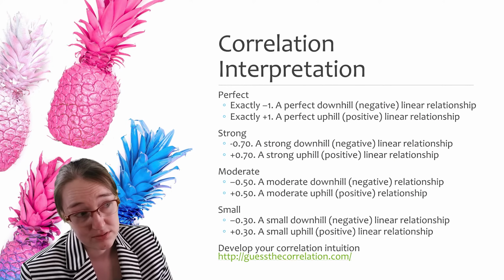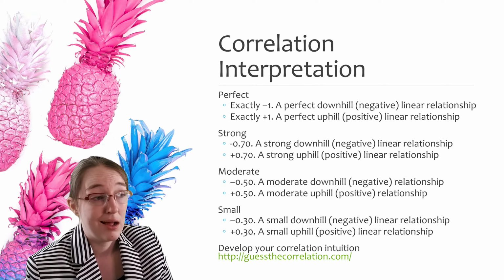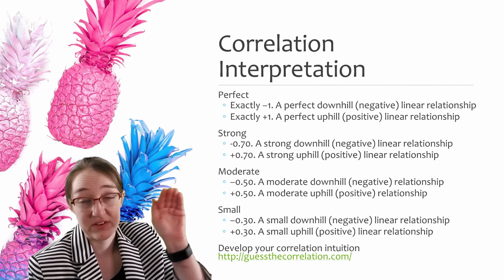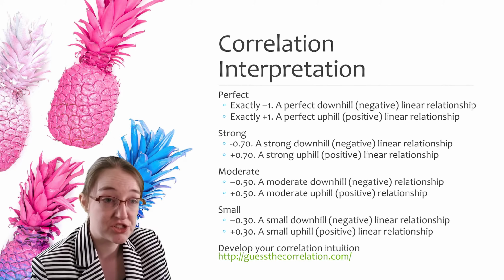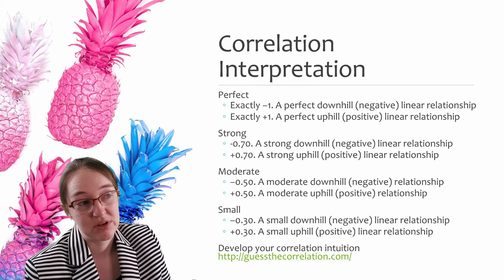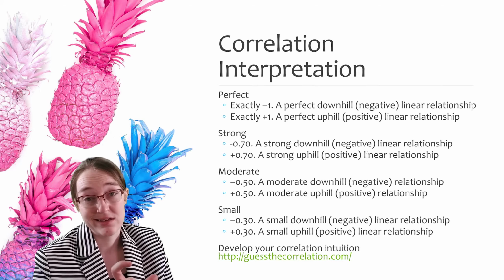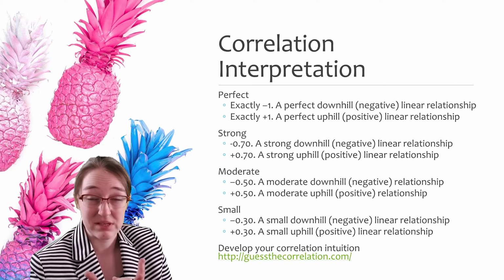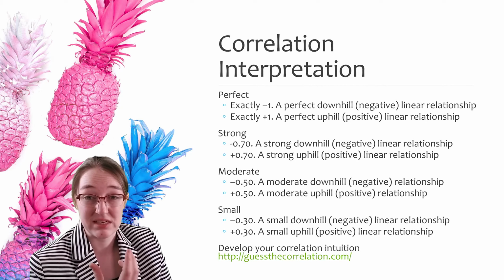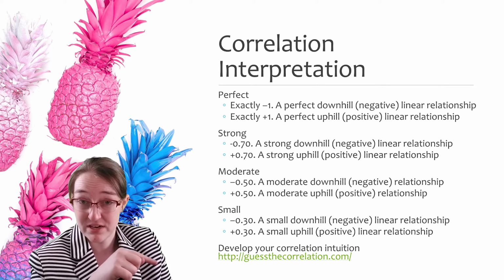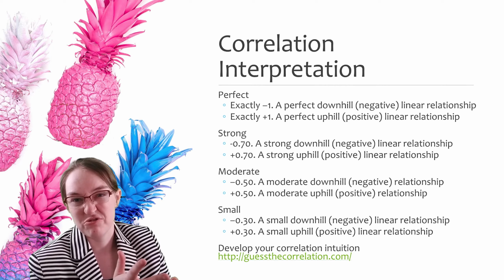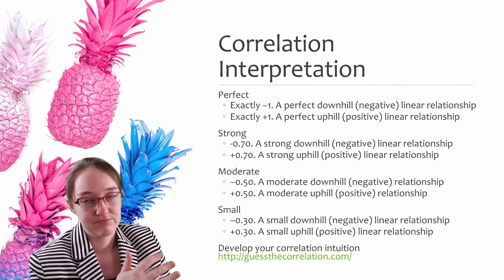So here's a more spelled out interpretation. A perfect correlation of -1, for example, is a perfectly negative downhill linear relationship, while positive is perfectly uphill. Now for a strong one, the rule of thumb is approximately 0.7 is a strong correlation. That approximately means that you explained about 49% of the variability from one metric to the other. A moderate relationship has a correlation of about 0.5. And negative means downhill, positive means uphill.